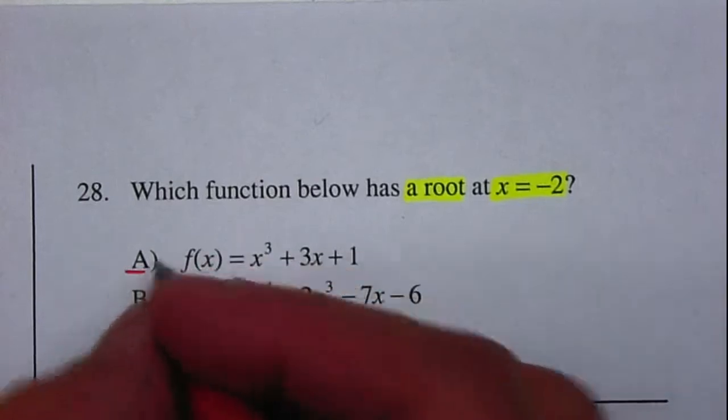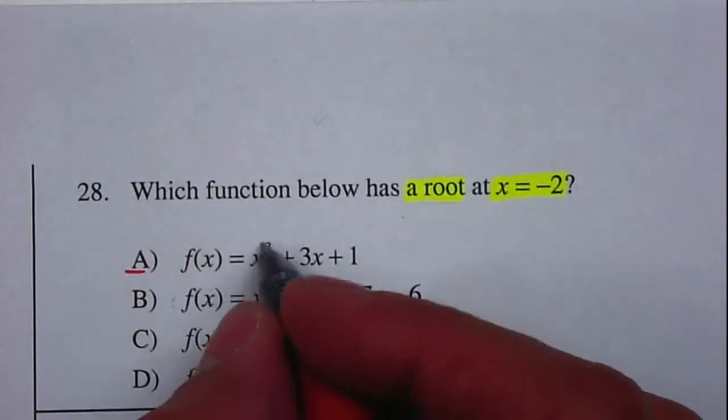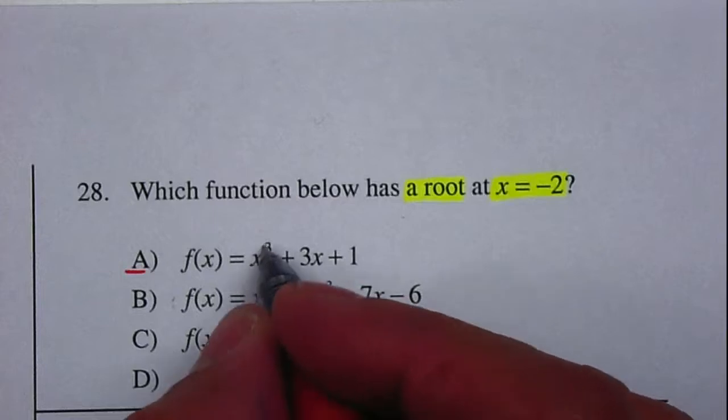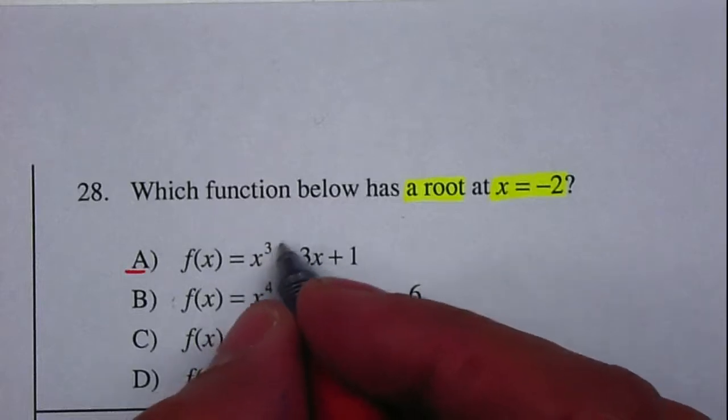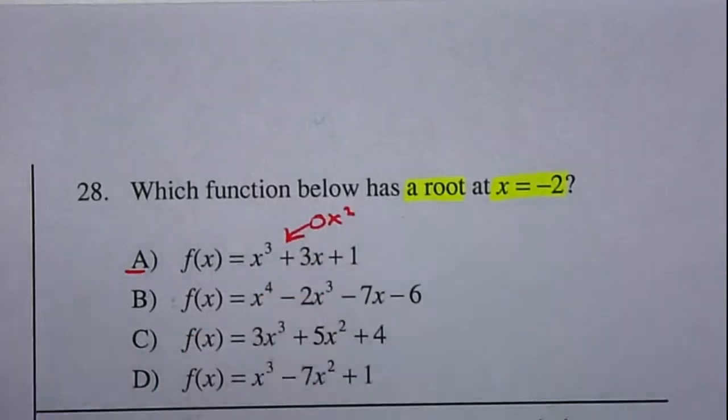So let's try letter A. First, you want to make sure that you're not missing any exponents. The degree of this polynomial is 3, so you have x cubed, then you should have an x squared. You don't have an x squared, and then an x, and then the number. So we're going to place a 0x squared, just like fill in the space.